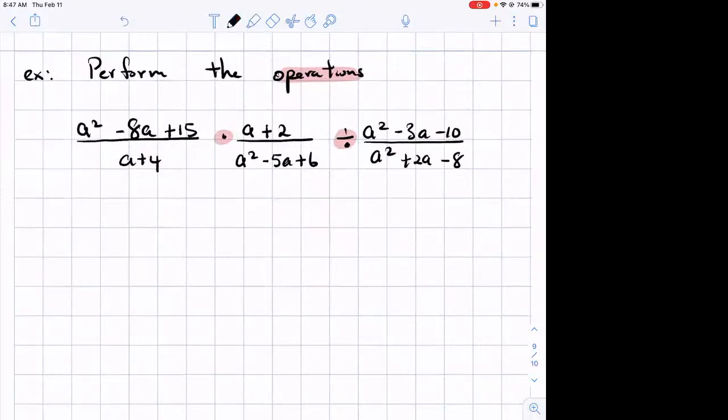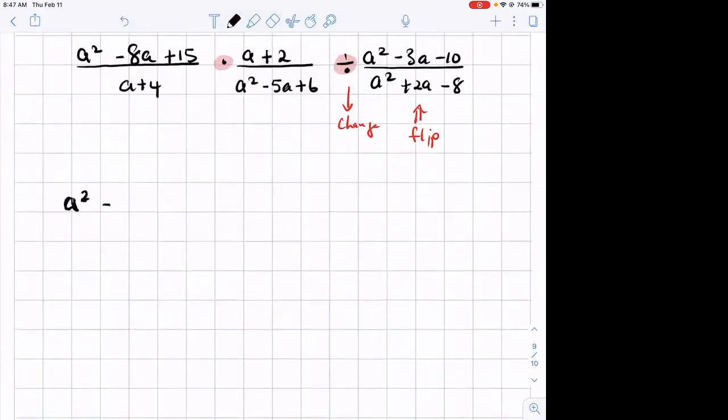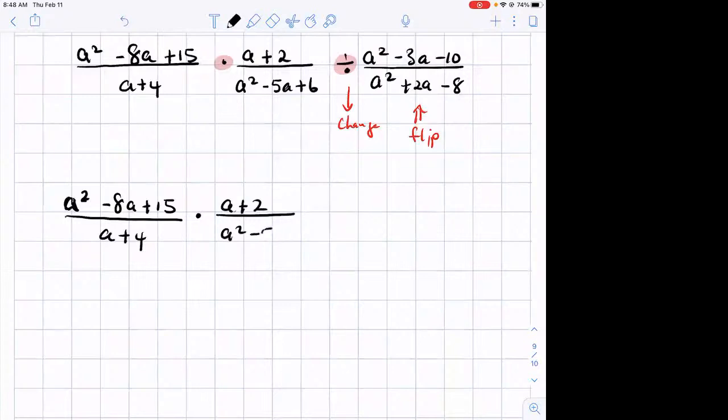And we know that we cannot really work with division. So the first thing I'm going to do is change this here. If I change, I flip the one to the right. So by doing that, I now have a squared minus 8a plus 15 over a plus 4 times a plus 2 over a squared minus 5a plus 6 times, and now I flip, a squared plus 2a minus 8 over a squared minus 3a minus 10.